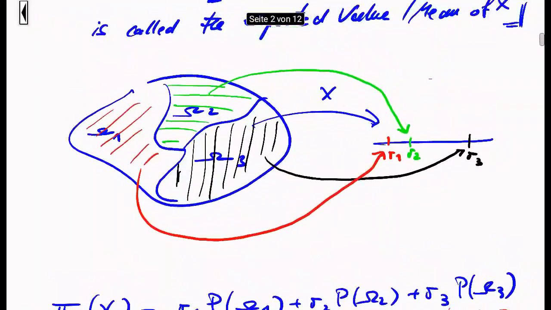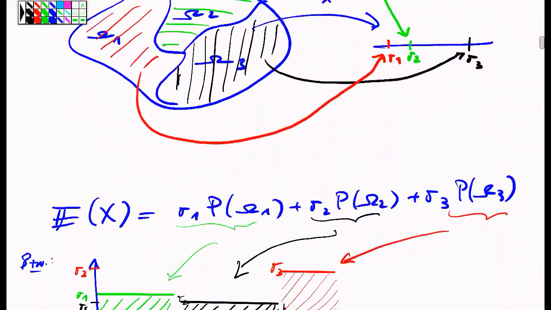And then this expected value, as we had written it before, would be this sum of products, where we multiply the image value of the random variable with the size of its pre-image, where we measure this pre-image, omega 1 in the case of R1, using our probability measure P as an object to measure the size of a set. And we do this for all possible values that the random variable X can assume. So each time we multiply a number which we consider as a height with a size.